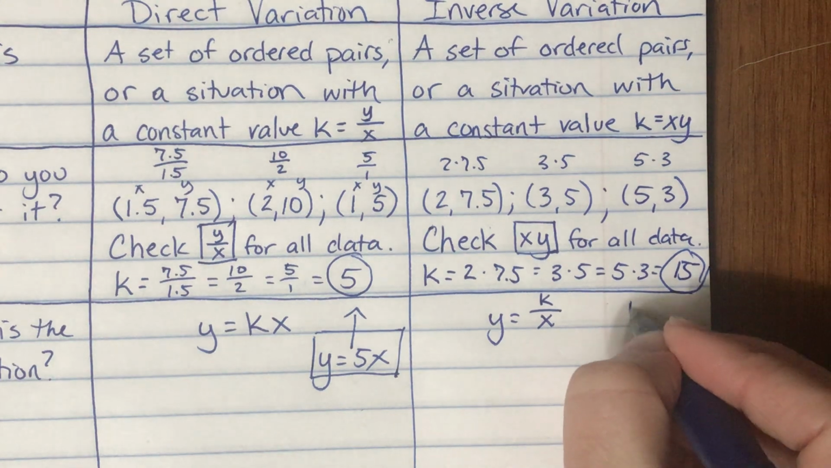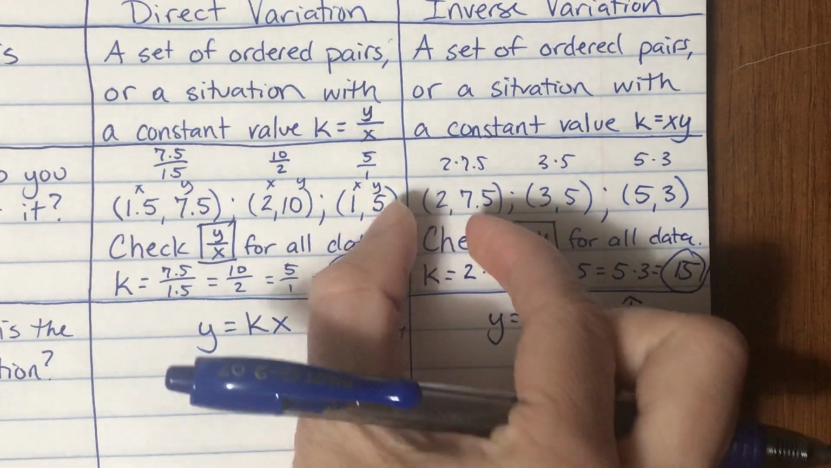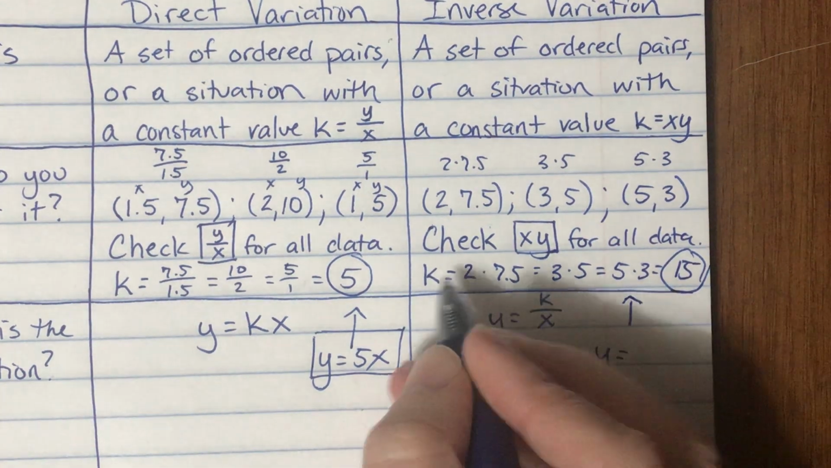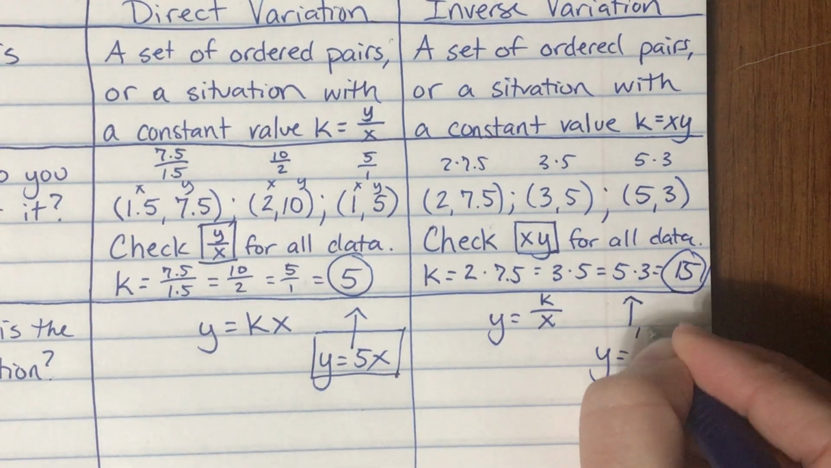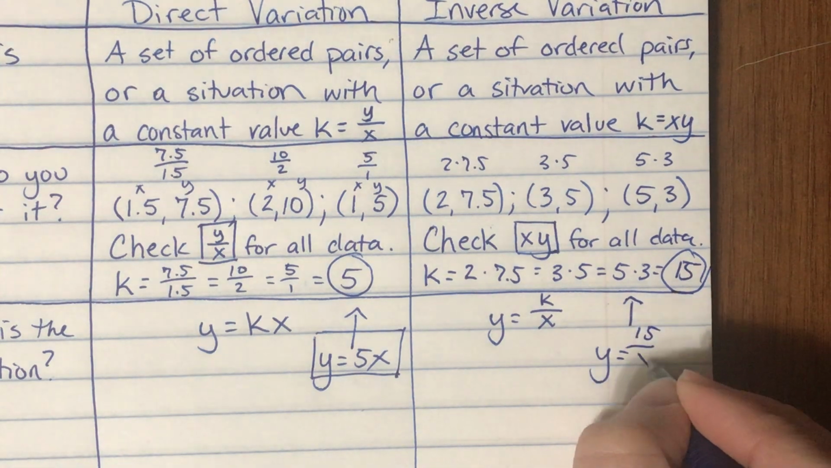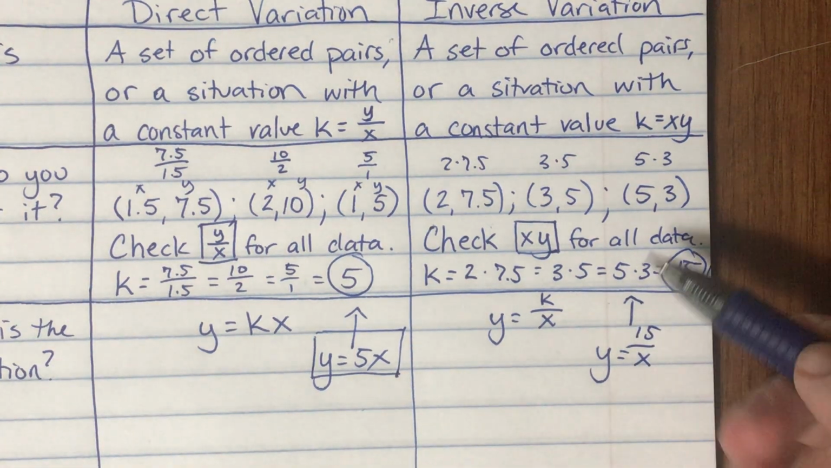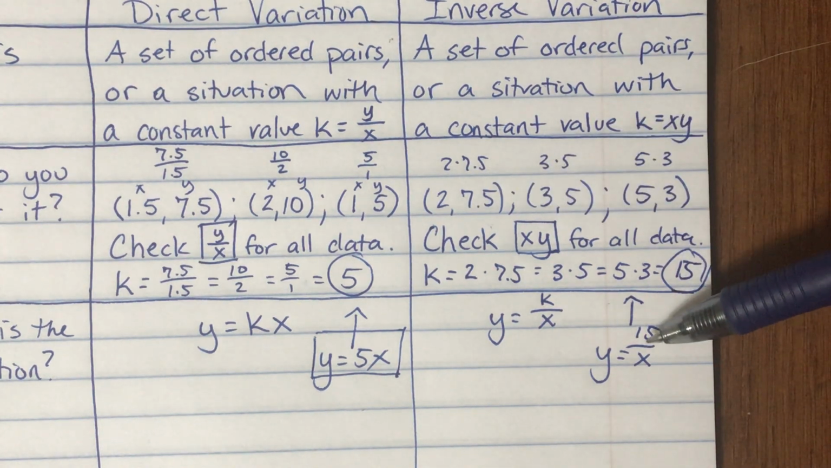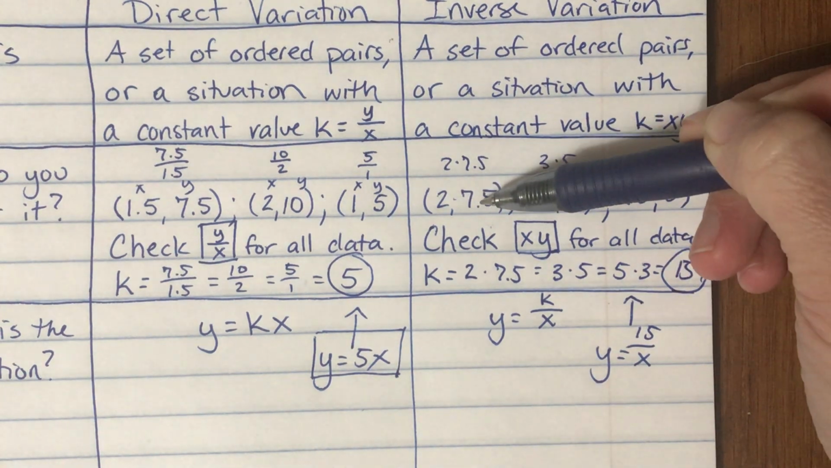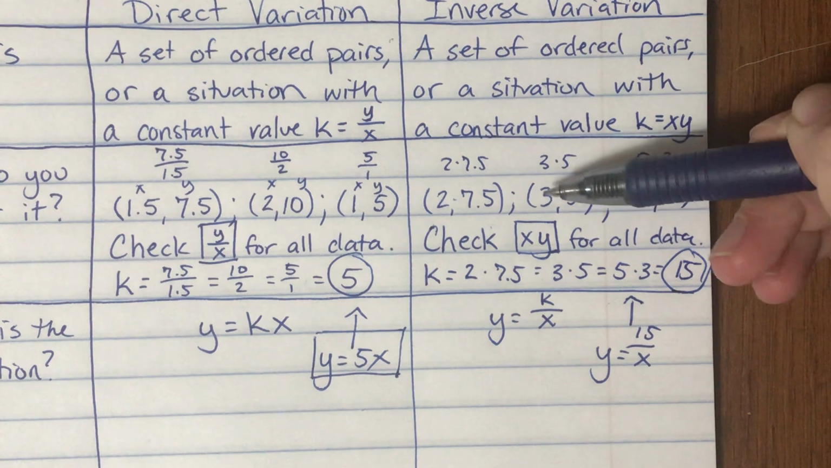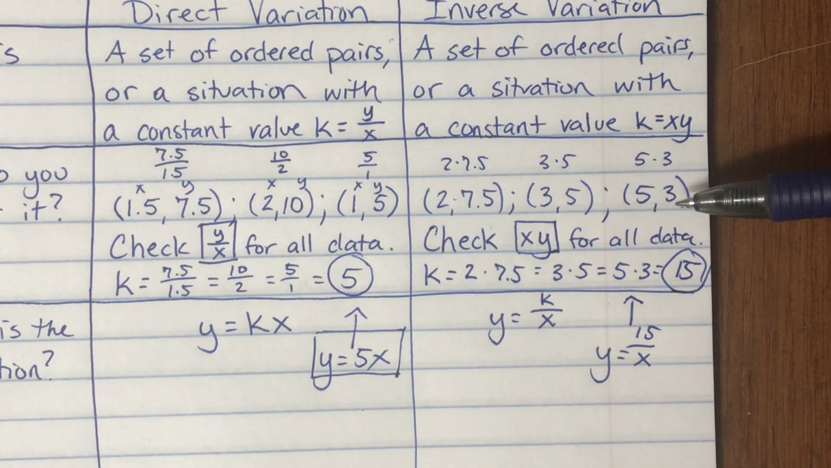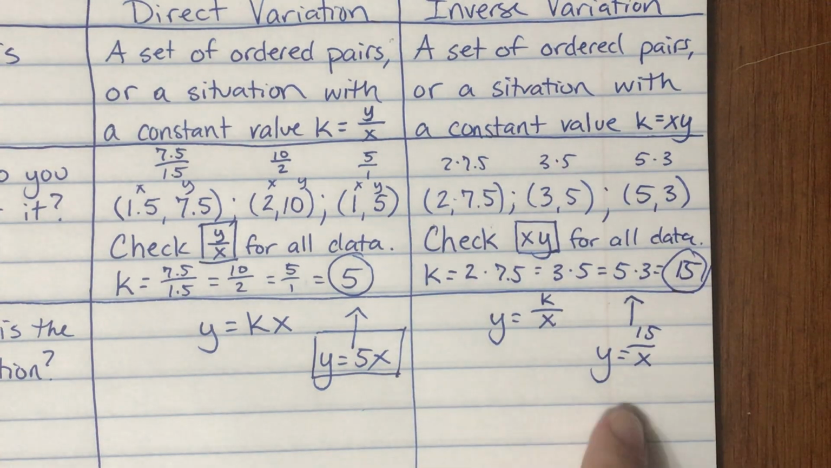And actually, we can test it out. The equation that relates these data points together is y is equal to, our k value we came up with was 15, over x. And you can check and make sure that that's true. If you take 15 and divide it by any of these x values, 15 divided by 2 is 7.5. 15 divided by 3 is 5. 15 divided by 5 is 3. And that's the relationship between your data points.